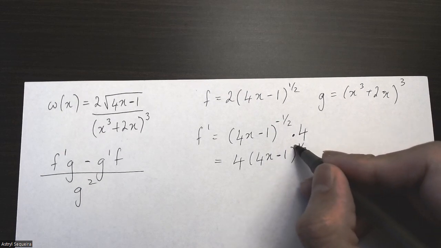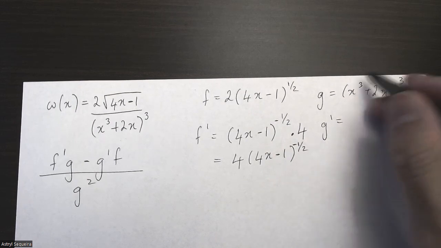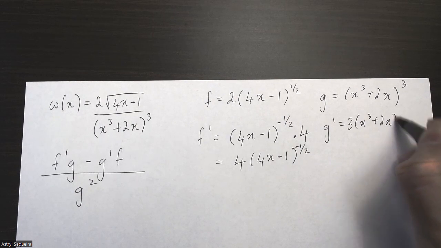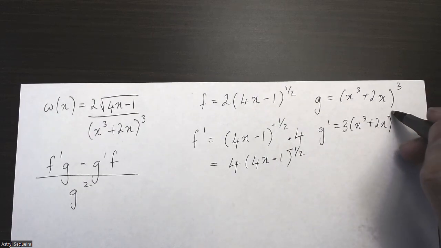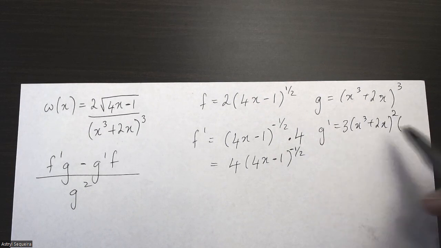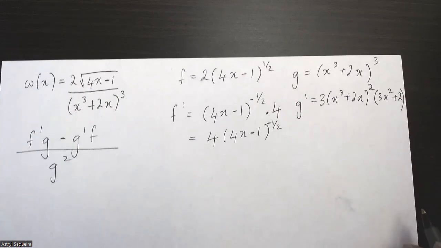Oops, negative half. And g prime, I'm just going to bring the exponent down, 3x cubed plus 2x. My new exponent is just going to be 2. I'm going to multiply by the derivative of the inside of the bracket because of my chain rule. So that's just 3x squared plus 2.